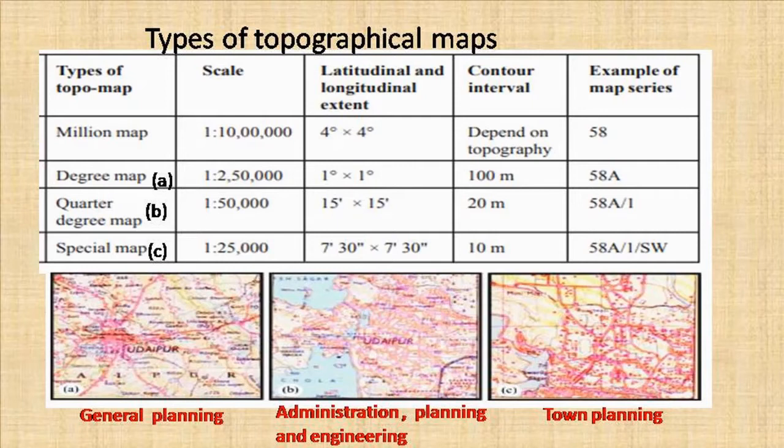The million map has a scale of 1:1 million. Then the degree map has a scale of 1:250,000. Then the quarter degree map has a scale of 1:50,000. And the last one, the topographical map, has a scale of 1:25,000. So Survey of India has given a numbering system for all types of maps so that we can identify the map which we are looking at.